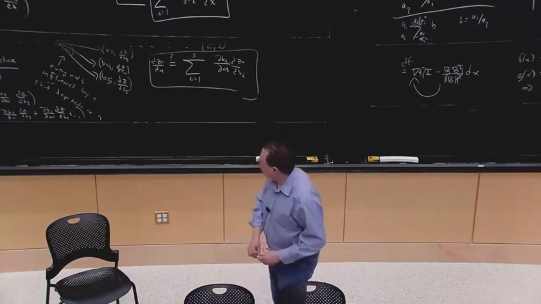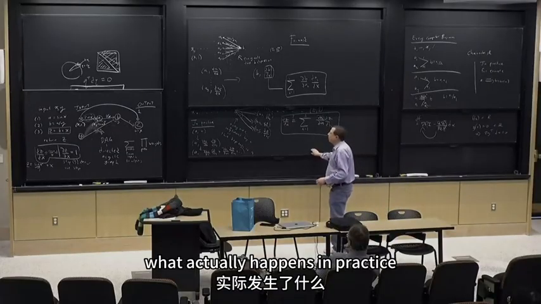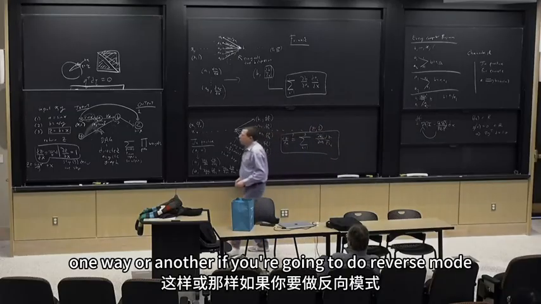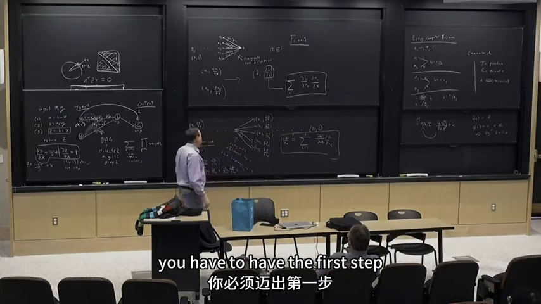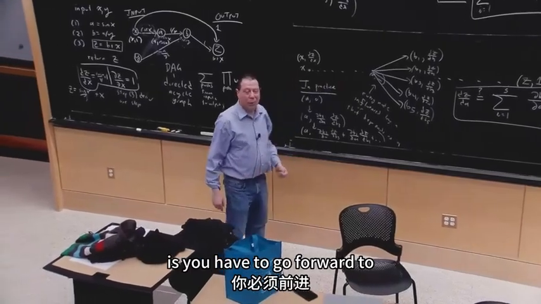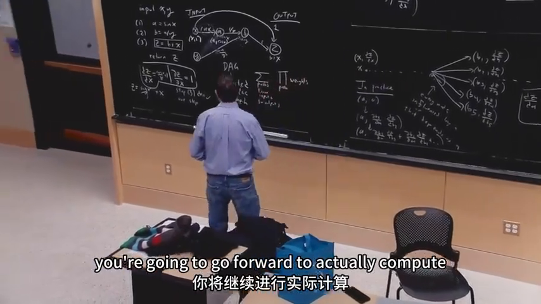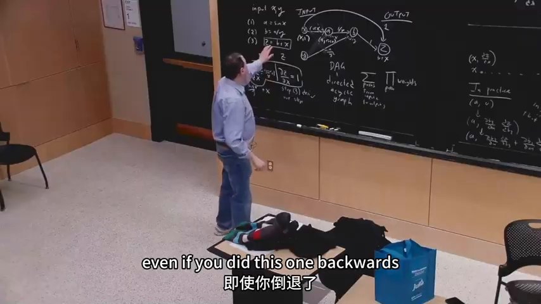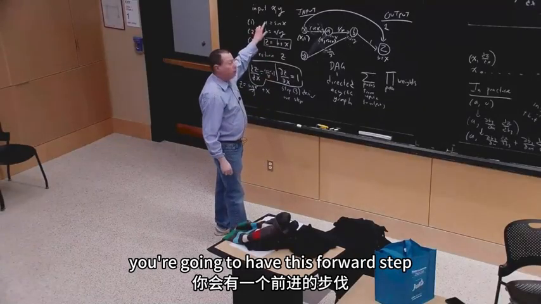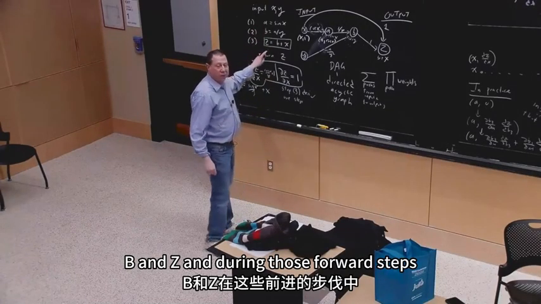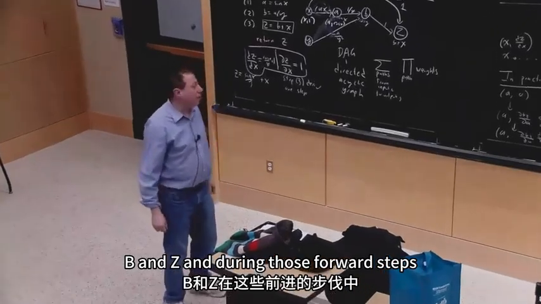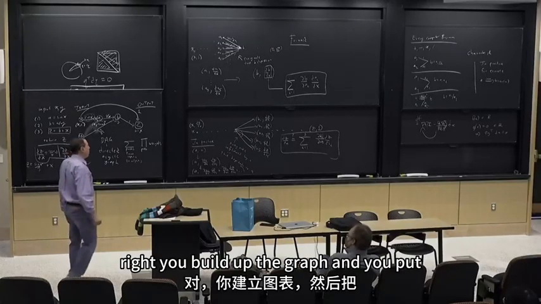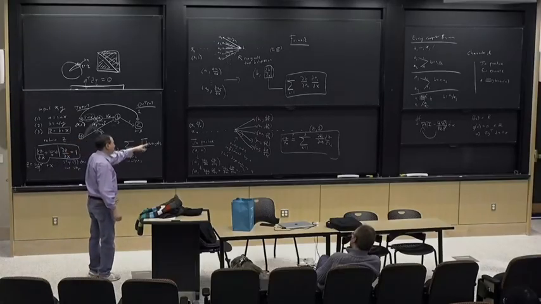So what actually happens in practice is one way or another, if you're going to do reverse mode, the first step is you have to go forward to actually compute all the nodes, right? Even if you did this one backwards, you're going to have this forward step where you compute A, B, and Z. And during those forward steps, you actually build up this graph. There's no way around it, right? You build up the graph, and you put the values on the edges.